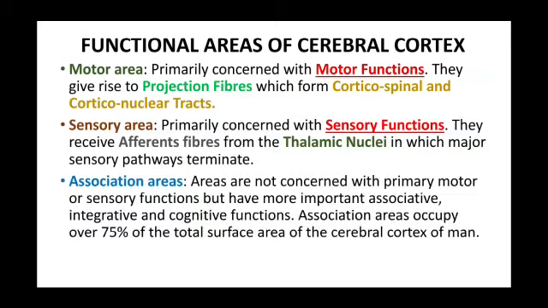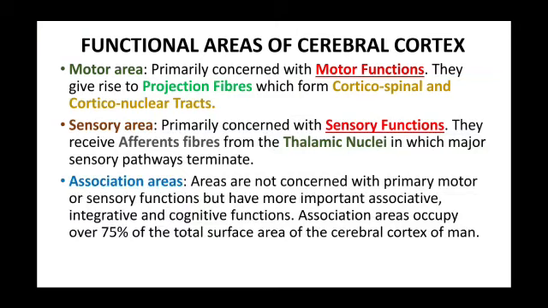The motor areas are primarily concerned with motor functions; they give rise to projection fibers which form the corticospinal and corticonuclear tracts. Sensory areas are primarily concerned with sensory functions; they receive afferent fibers from the thalamic nuclei in which major sensory pathways terminate.